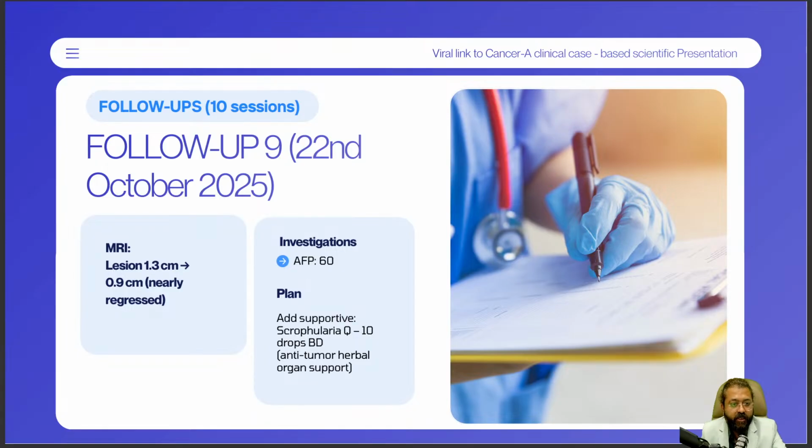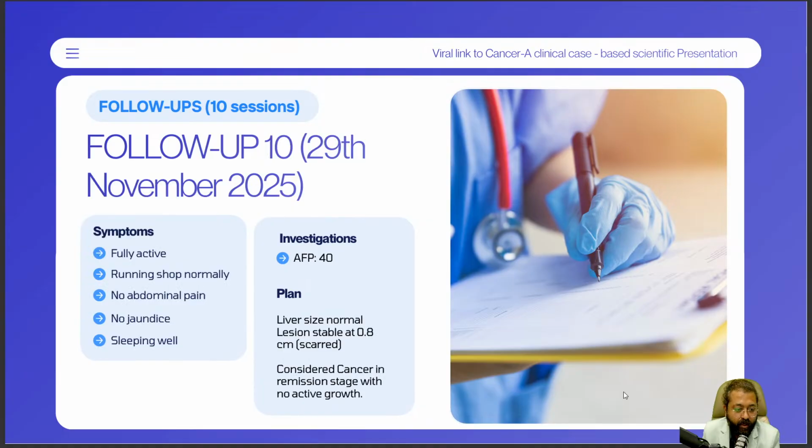Now the patient is fully active, going well, AFP came to 40, liver became normal, lesion got to 0.8. Now consider that it is showing a scar. What is a scar? The lesion is not looking like a lesion, but like a scar, like how we get a scar after acne. Now here what we consider is a remission stage, with no active growth, right?